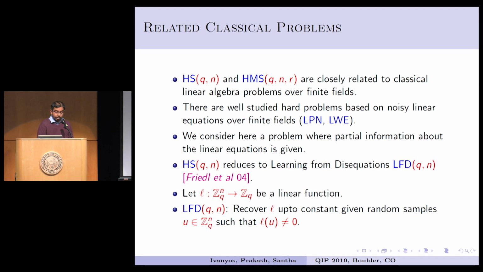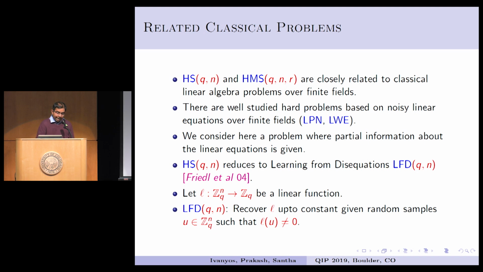There is a linear function. This notation will also be used for the rest of the talk. Let's say that this capital L denotes a linear function from Z_Q^n to Z_Q. Learning with disequations is to recover L up to a constant, given random samples u such that L(u) is not equal to 0. So you're given linear equations, and in each equation, you know that it can assume Q minus 1 possible values. It could take any value except 0. And if you're able to learn the linear function from such samples, then you would also be able to solve the hidden shift problem. That's the implication here.